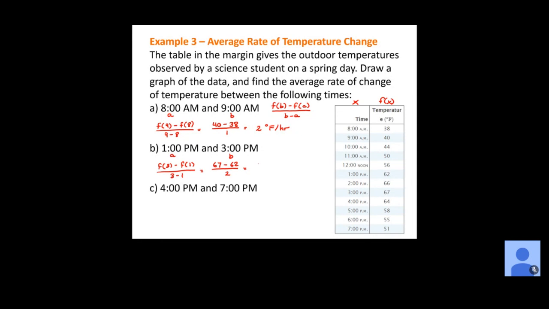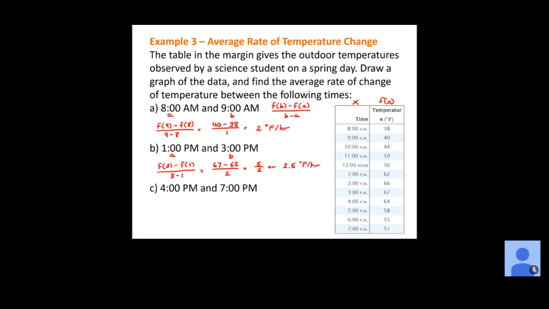Okay, 5 in the numerator, right? So 5 over 2. Or if you want to write it as a decimal, what would 5 over 2 be? 2.5, right? Either one of those would be fine. I think in this context, the decimal actually makes a little more sense. Okay, so this is 2.5 what? Okay, good. Degrees Fahrenheit per hour.